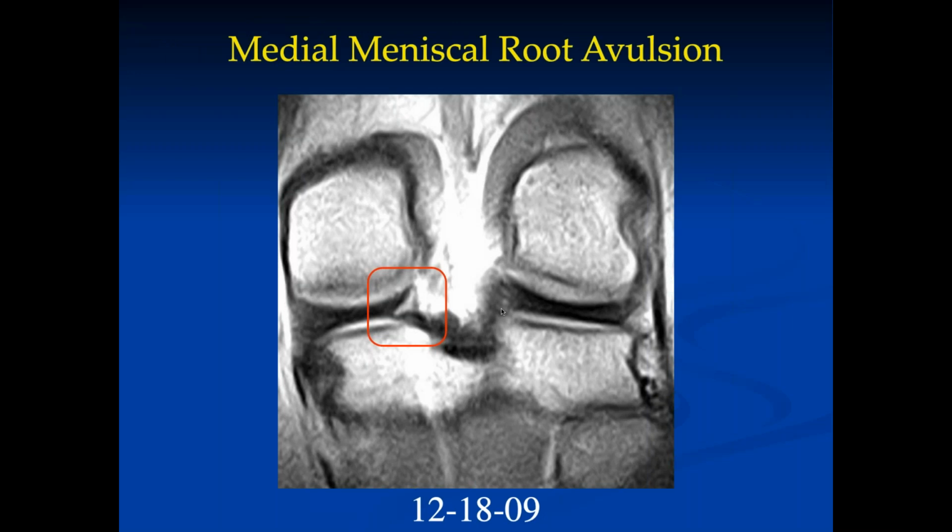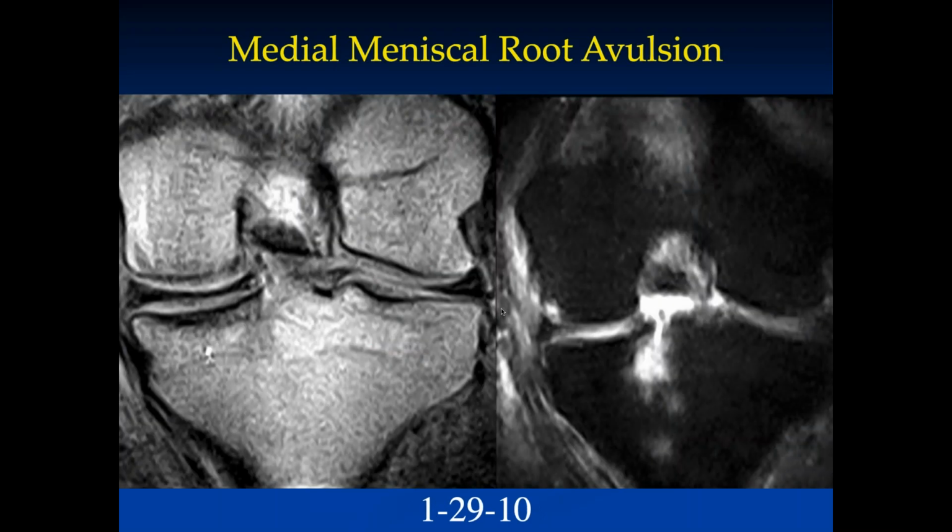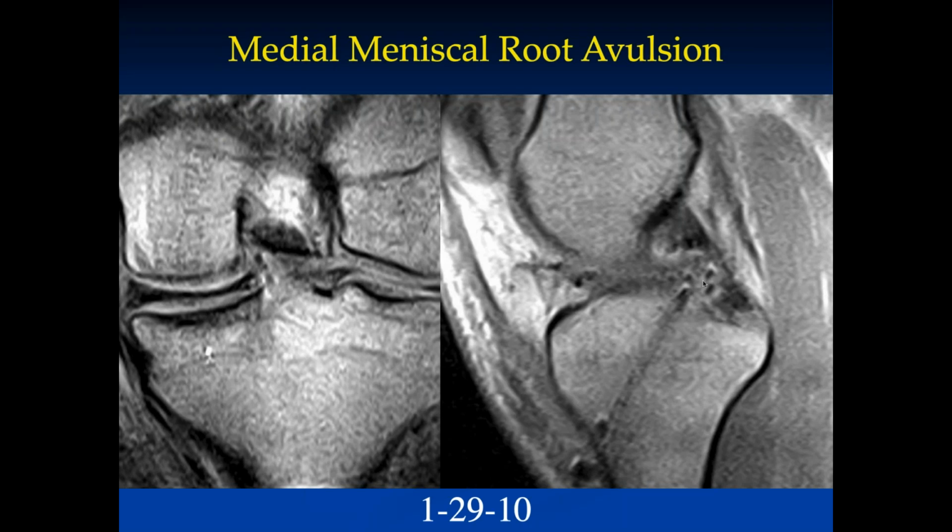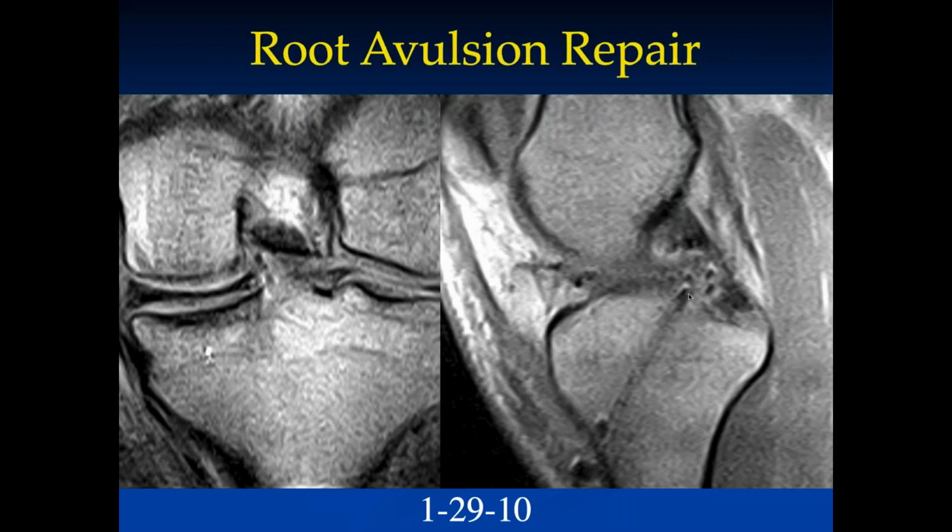So in 12/18/09, and then the patient came back on 1/29/2010, so a little over a month later. And what we can see, this is that area where there was the tear. This is a tunnel with a little bit of fluid in it. And here we can see that this is a tunnel through here where they had sutures that came up to try to repair that posterior horn. So this was another kind of repair using the tunnels and suturing the root back into the bone.